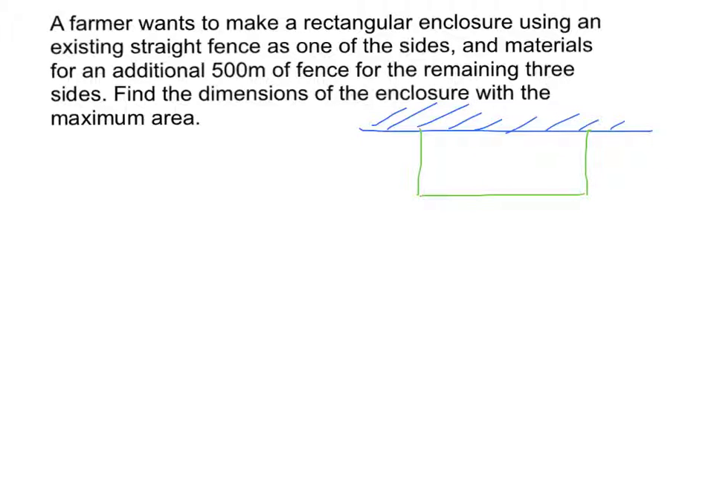As we do this, we don't know what the dimensions of those are going to be, so we can call this side length x, and this one would also be x. We're told that we have 500 metres of fence for the remaining 3 sides, so this side here would be 500 take away 2x. If you work that out, 500 take away the 2 shorter lengths, 500 take away 2x is the length of the other side.